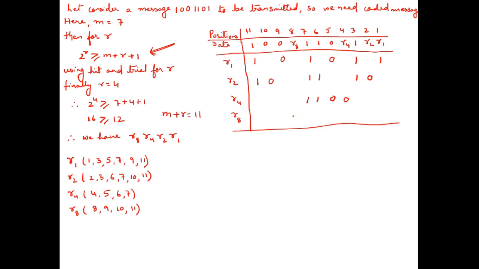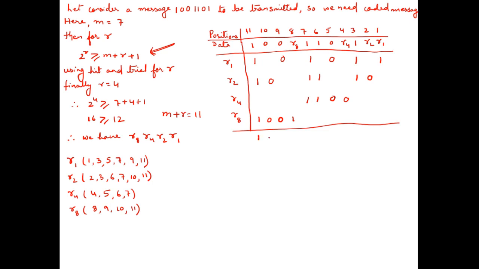Then 8, 9, 10, 11 for R8. 8 is how much? Okay, keep it blank. 9 is 0, 10 is 0, 11 is 1. So single 1, I will put R8 as 1. Now you see vertically, the bits will be the same, so I'll just copy the bits.